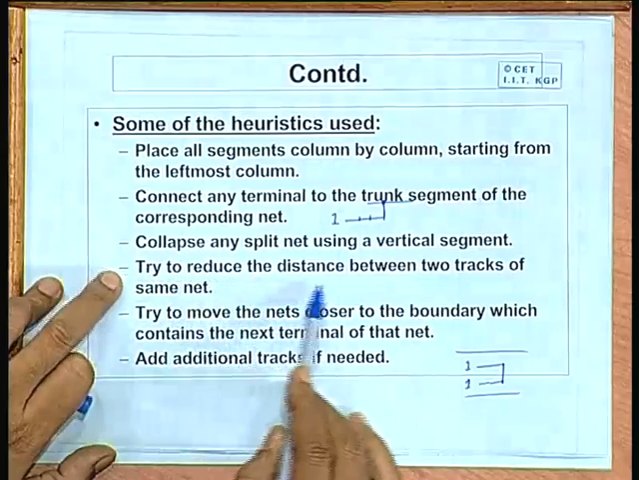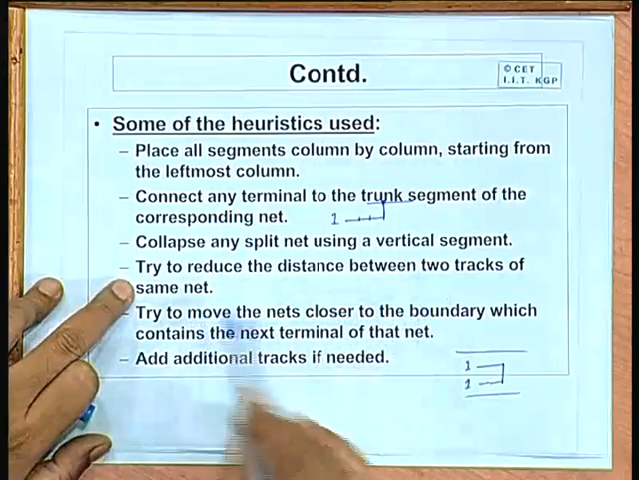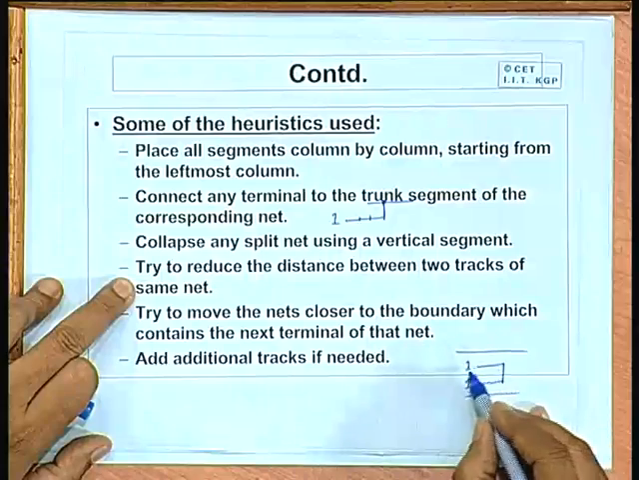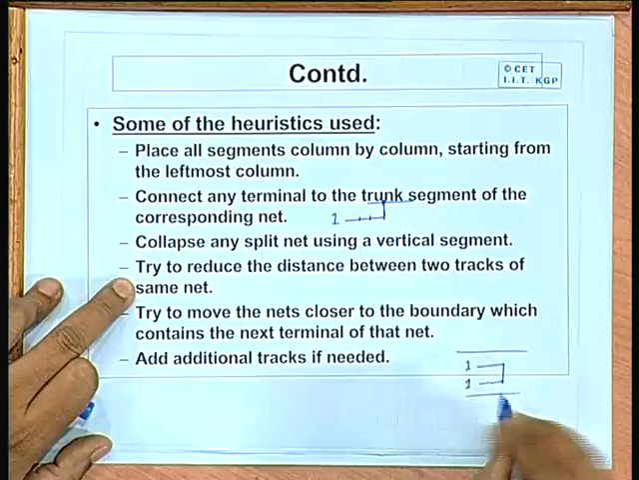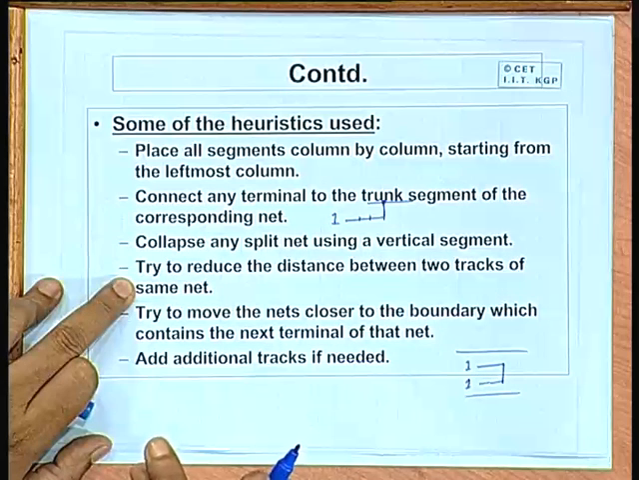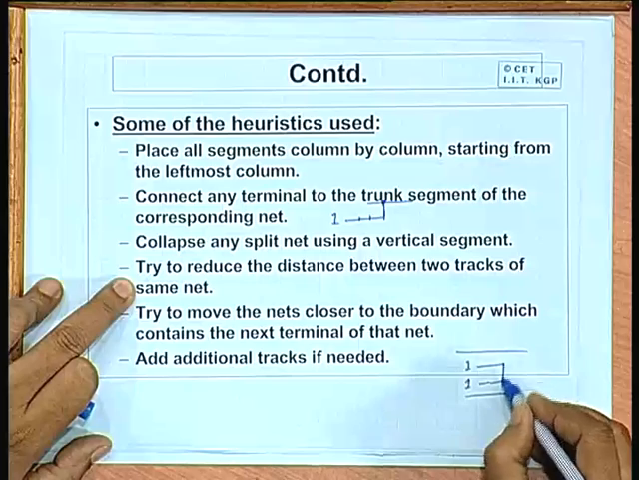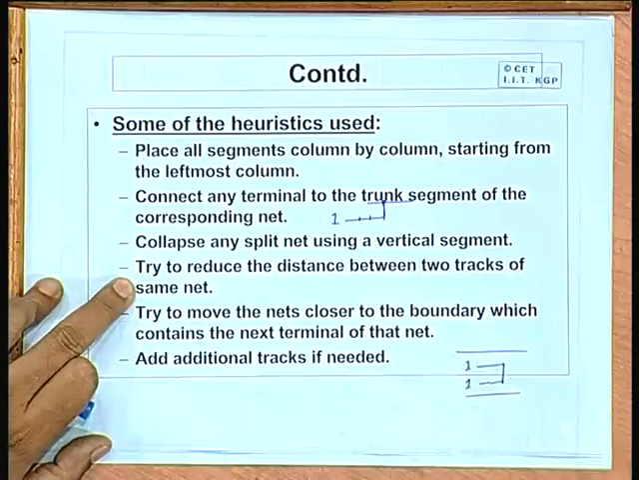Try to reduce the distance between two tracks of the same net. There is some heuristic for that. I am not going into the absolute detail of this, but whenever you have two tracks corresponding to the same net, try to bring them as close together as possible, because finally you will have to merge them with a vertical line, and the longer that vertical line, the more is the chance of conflict with other nets. So you try to bring them as close together as possible.